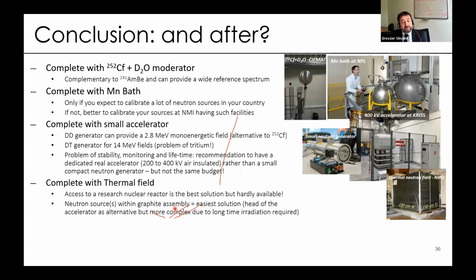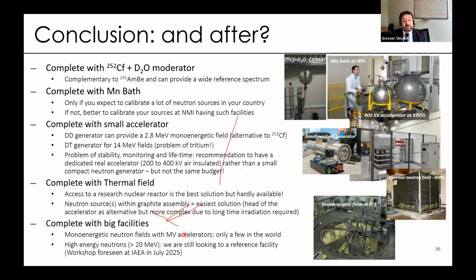You can complete with a thermal field. If you have a nuclear reactor available, that's the best solution, but it's hardly something that you can find on the corner of your table. And if you have neutron sources, then you can also build, as in this example here in Japan, a big block of graphite with several sources inside, and this gives you a thermal neutron field outside. And if you are a big institute, you can also complete with big facilities.